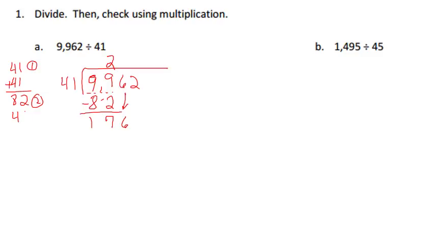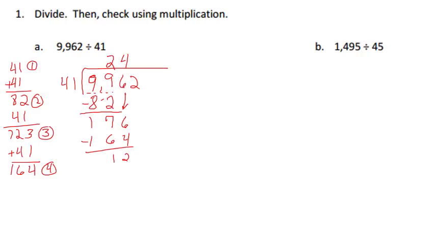Now we can see we can still take out some more. If I do another 41, that's going to be 123, and that'd be my third multiple. If I do another 41, it's going to be 164, and that would be my fourth multiple. I cannot go any higher than that right now. So the fourth multiple is 164. I subtract that, and we end up with 12. Now we're going to bring our last digit down as 122.